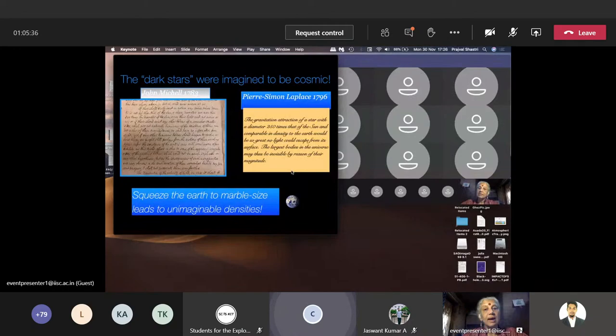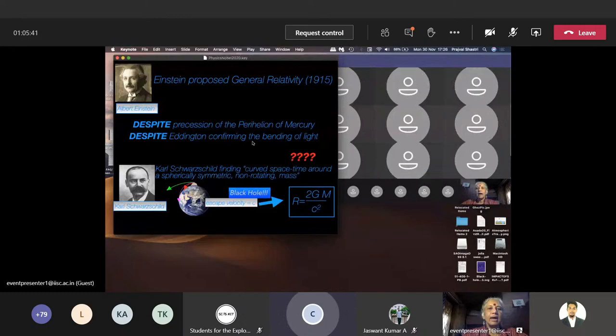So now, Einstein proposed his theory, and then it was tested, first of all, with the precession of the perihelion of Mercury, which I won't talk about, but you can easily read up about it. It was tested by Eddington, confirming the bending of light.